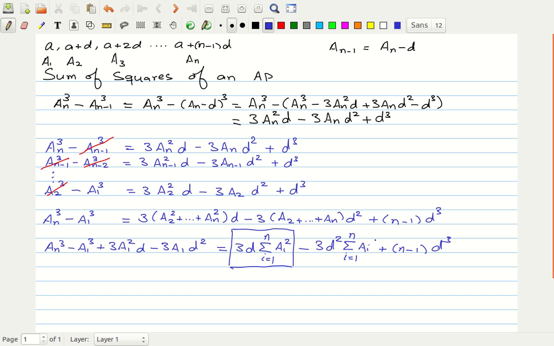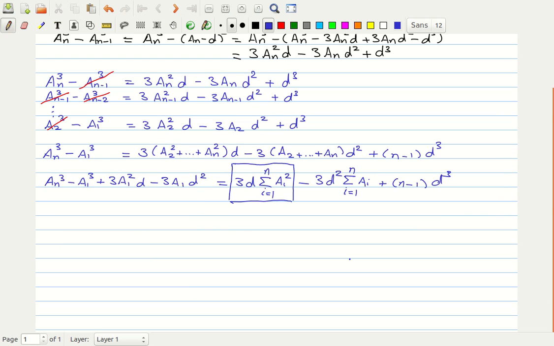We already know how to find the sum of an AP. We have already seen this, right? So let us simplify this. We will simplify this in stages because this expression is very lengthy.